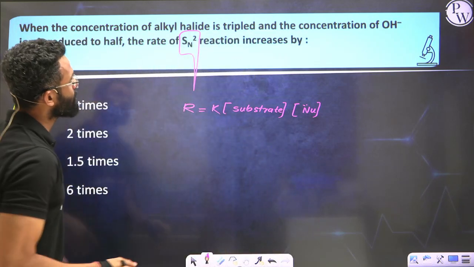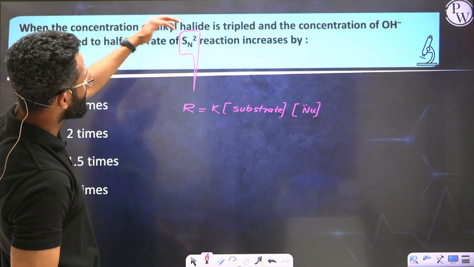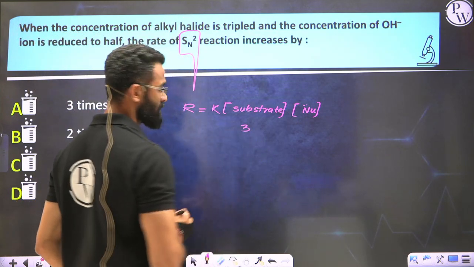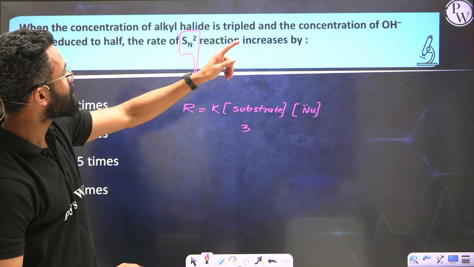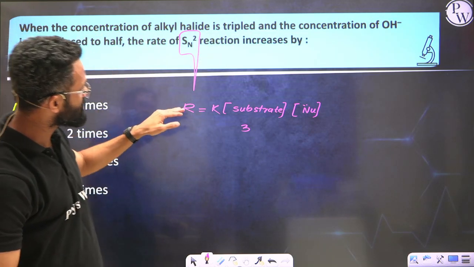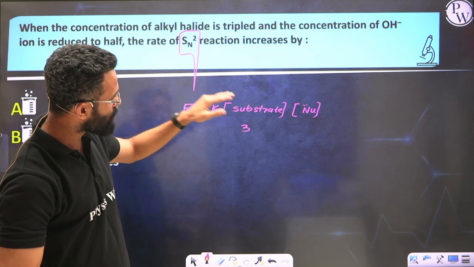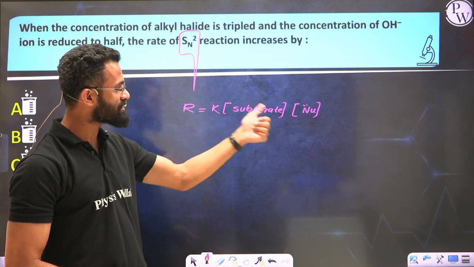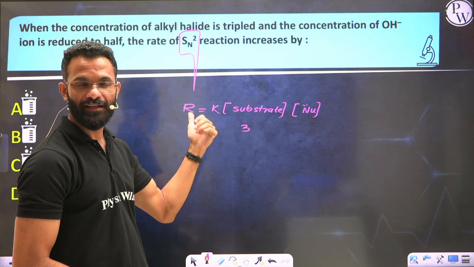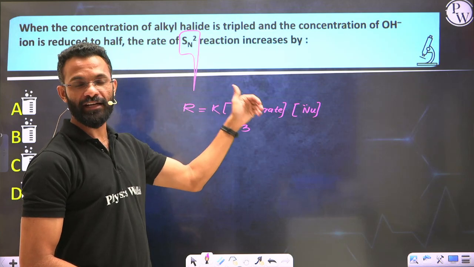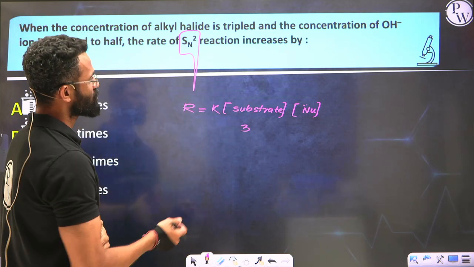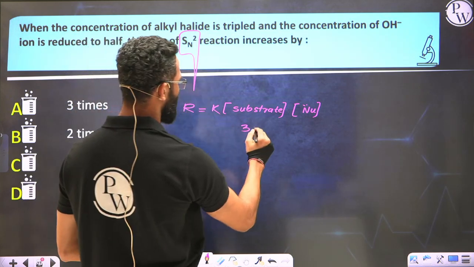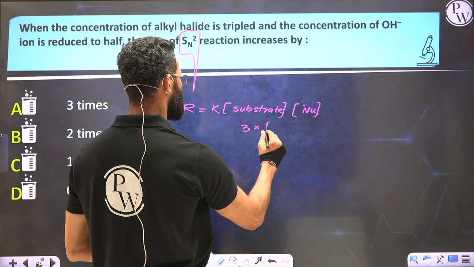Now what they're asking: when the concentration of alkyl halide is tripled, so whatever the rate is, you have tripled it, and the concentration of OH is reduced to half. See, because rate is proportional to the molar concentration of substrate as well as nucleophile, by altering the concentration of either of these, the rate will also be altered. Depending upon how much you are increasing or decreasing, the rate will also change accordingly. So what are we doing? We are tripling the concentration of substrate and we are reducing the concentration of the nucleophile to half.